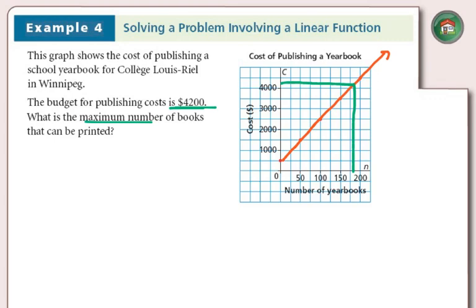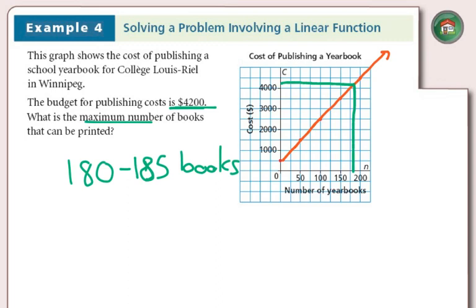We'll have to estimate. Each tick on the x-axis is worth 25. So we're somewhere between 175 and 200. My guess would be in the neighborhood of 180, possibly 185 books. Anything within that range would be acceptable.